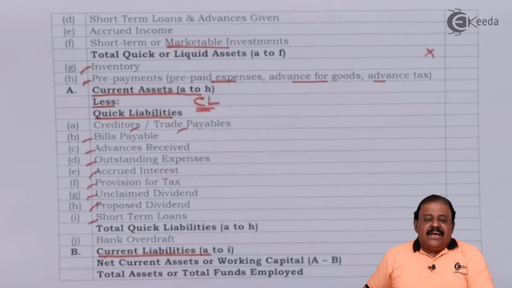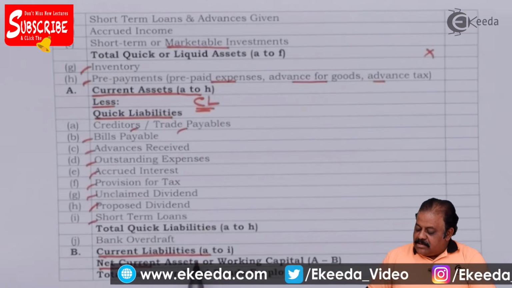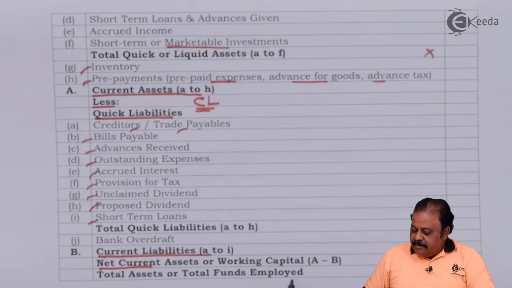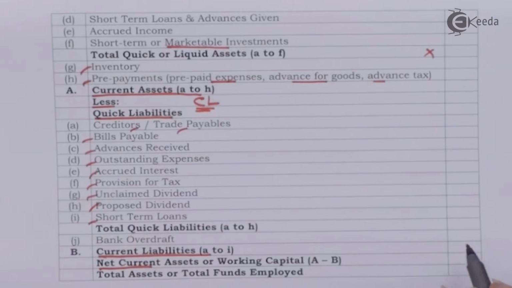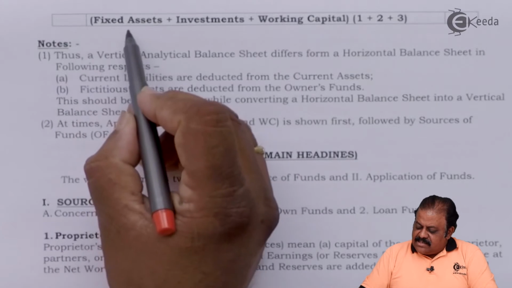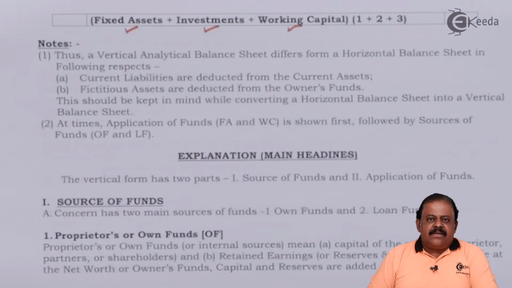Thus we can arrive at total current liabilities by adding quick and non-quick current liabilities. Thus by adding fixed assets, long-term investments and working capital, we arrive at total assets or total funds employed. Current assets minus current liabilities will give us working capital. The second part of the balance sheet consists of fixed assets plus long-term investment plus working capital, that is current assets minus current liabilities.